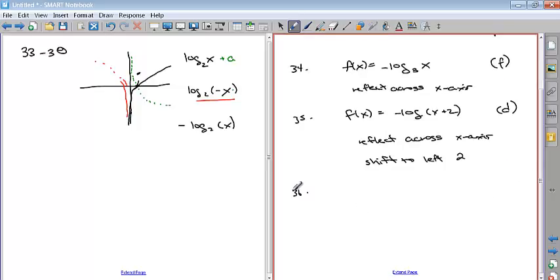Okay, 36. You've got f of x equals log to the base 3 of x minus 1. The only transformation we have is there, and we're moving to the right. Shift right 1 unit. So we take this one and we shift it. So we look for one that's this shape. That leaves us with just C and E. You can see we've already actually used C, but E is shifted to the right 1 unit. So that one matches up. So that's E.